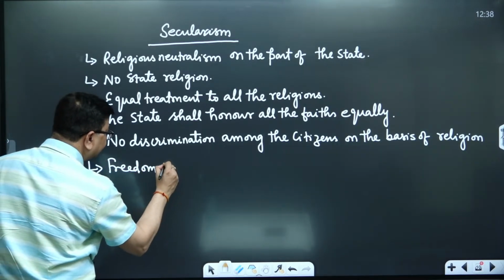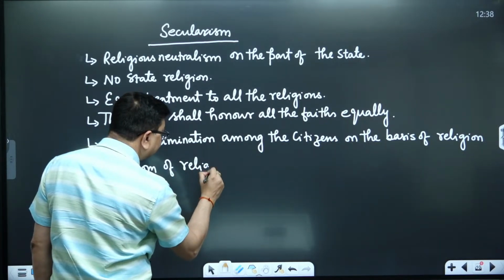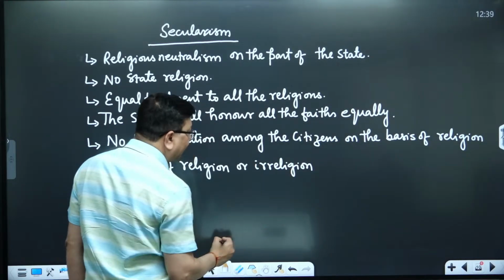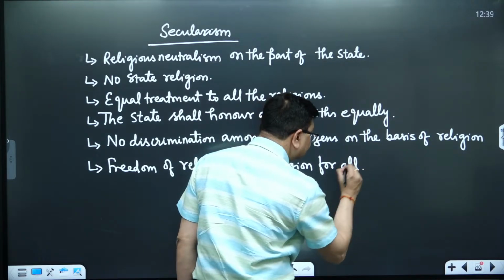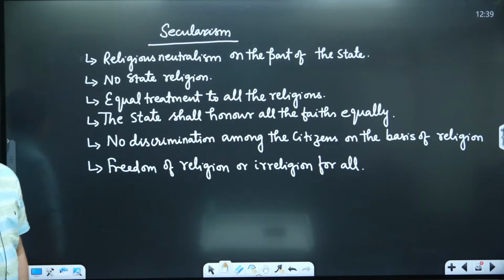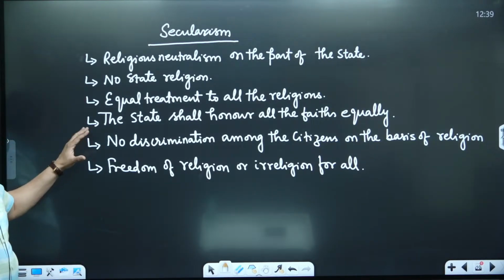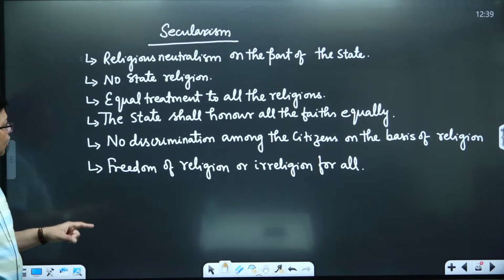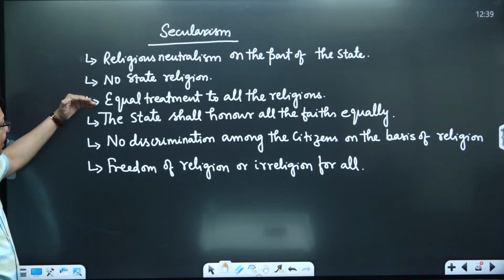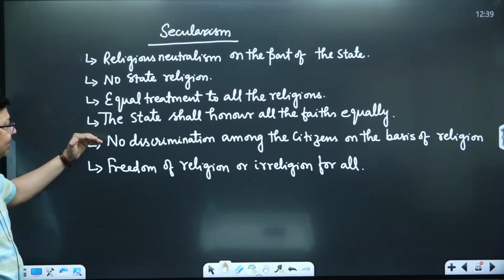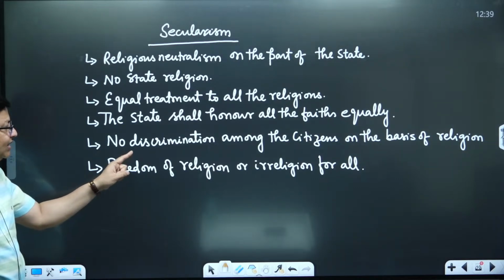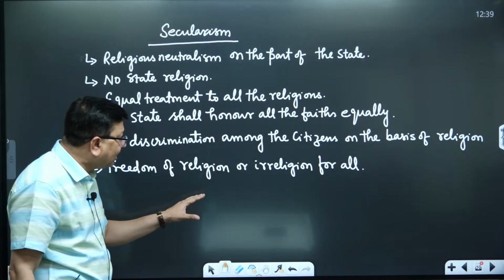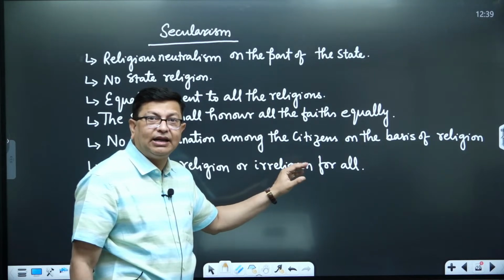Freedom of religion or irreligion for all. So such types of statements may be there, asking which of the following statements best describes Indian secularism. So: no state religion, equal treatment to all the religions, the state shall honor all the faiths equally, no discrimination among the citizens on the basis of religion, and freedom of religion or irreligion for all. You will have the freedom to follow any religion. You can be an atheist also. You may not follow any religion also.